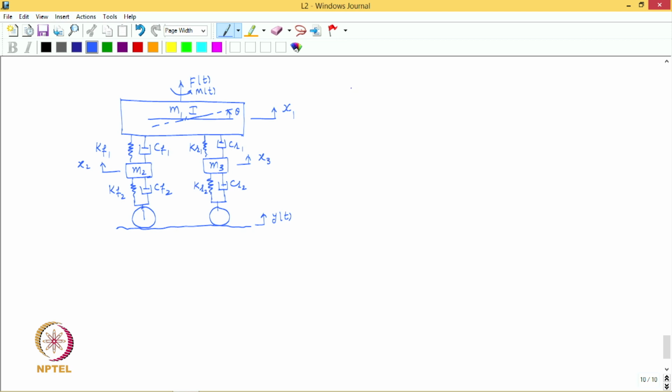So, you can see if we are trying to predict the bouncing and pitching motion, right. So, to predict bouncing and pitching motion, now we have a 4 degree of freedom model, right. We have a 4 degree of freedom model where x1, x2, x3 and theta are the 4 degrees of freedom.